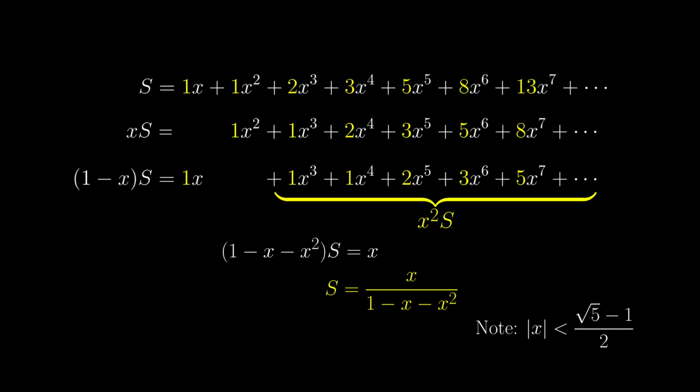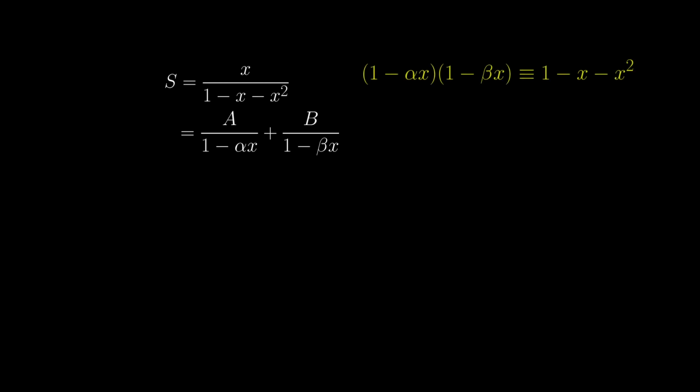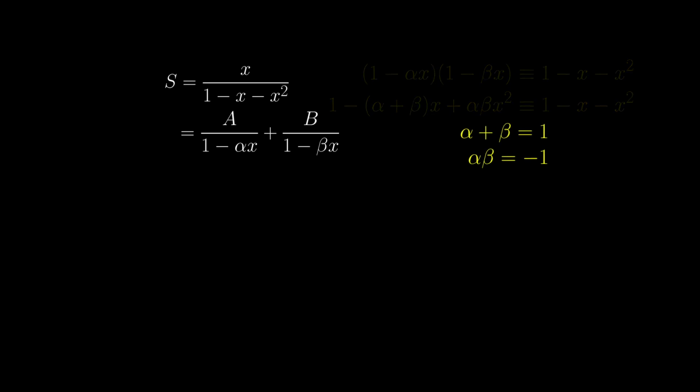But how does this help us? First, we separate this into two partial fractions. A, B, alpha, and beta are the constants that we want to find. We want the product of the denominators to be 1 minus x minus x squared, which is the original one. And therefore, by comparing the coefficients of x and x squared terms, we have these two relations.